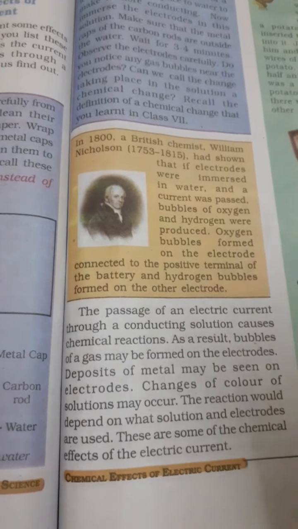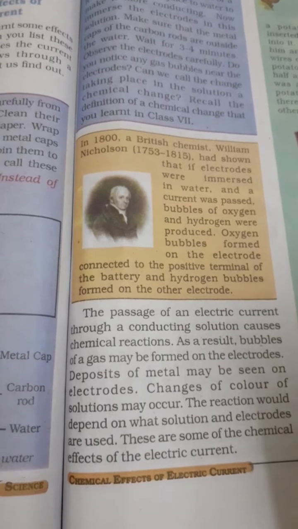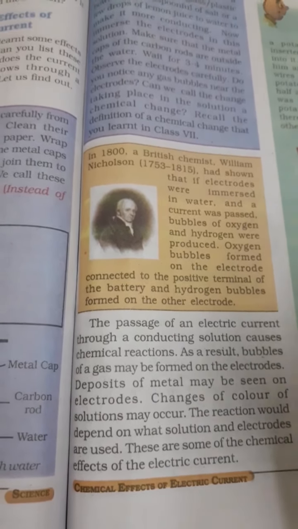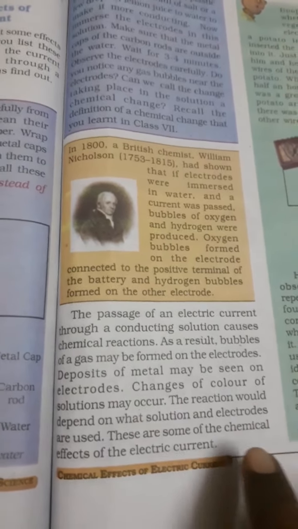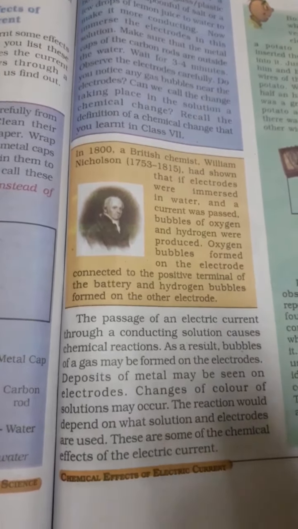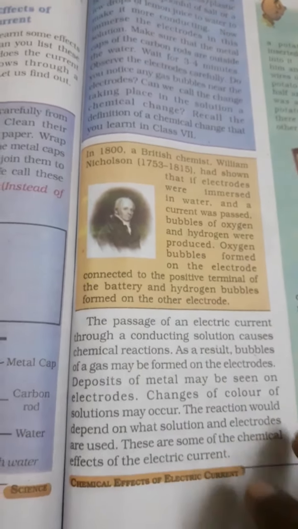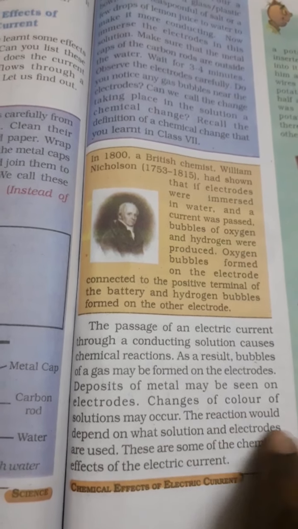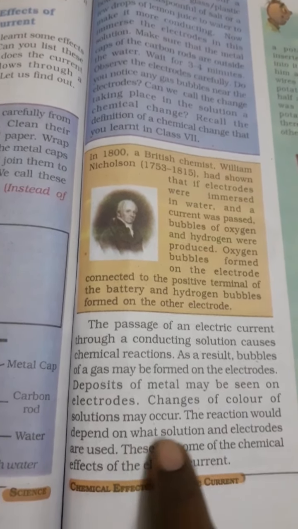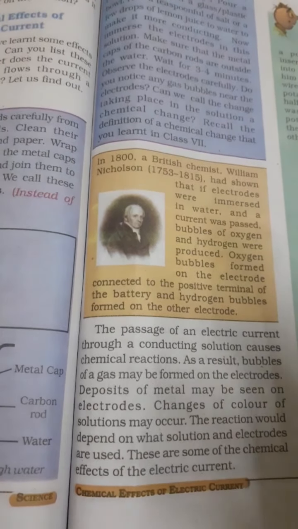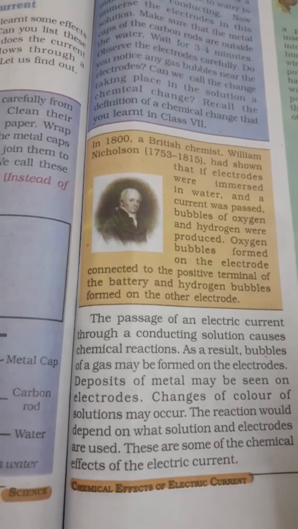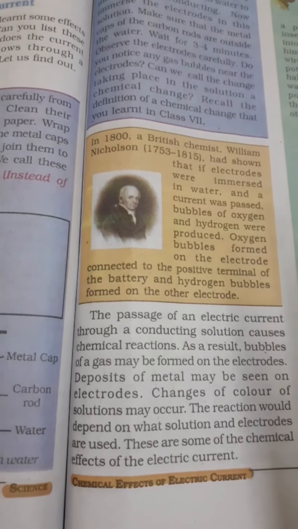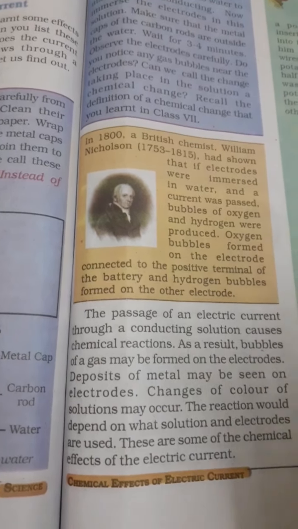So, suppose you are using some chemical, the metal will be deposited on the electrodes, you can see. Changes of color of solutions may occur. If you take some other solution, the color of the solution may change. And the reaction would depend on what solution and electrodes are used. Some reactions will be slow and some reactions will be very fast. These depend upon the electrodes and the solution we take. So these are some of the chemical effects of the electric current.